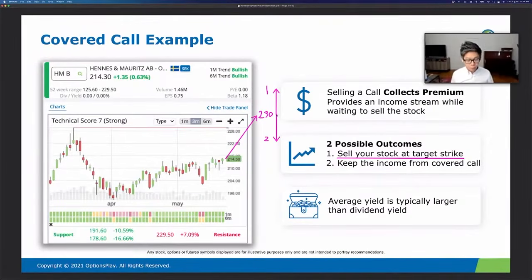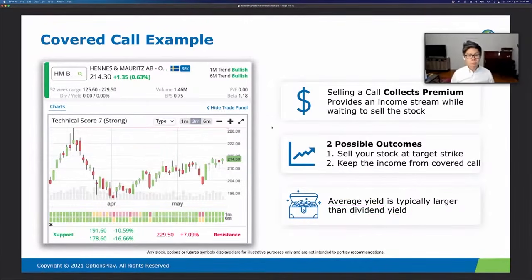If, let's say, the stock is below 230 crowns by expiration, at that point, you keep 100% of the income that you collected on that covered call. And what you can do is you can sell another covered call and collect more income and continue to wait for the stock to rally. And as long as the stock stays below the strike price, you can continue this cycle. And this is what we call a consistent income stream that you can generate from selling covered calls. And what you're going to find is that the average yield on a covered call is typically larger than the dividend yield that you would collect on a stock that you own.